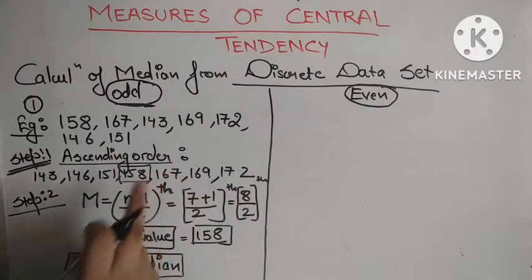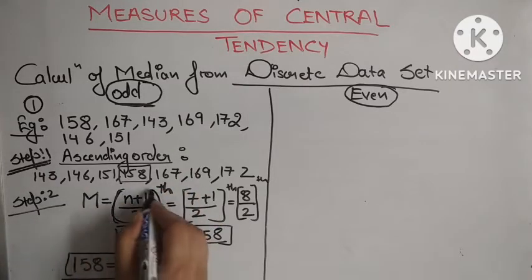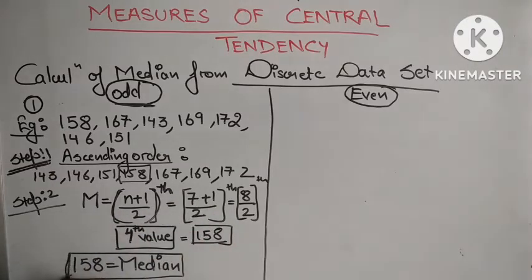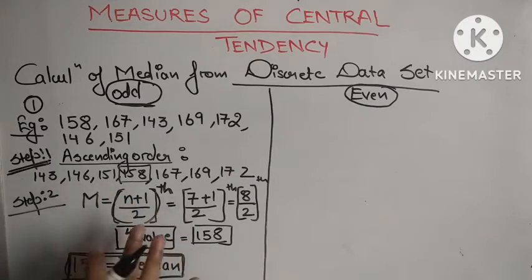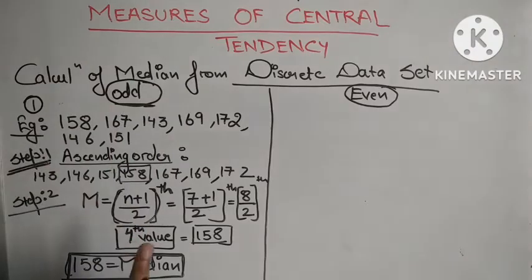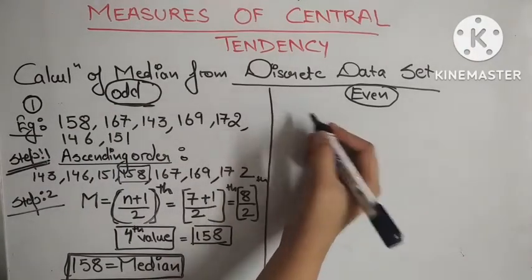So the easy way to know the answer is this formula: (n plus 1) by 2th value is the median value of that particular question. This way you will calculate the median if you have an odd set of numbers. Now if you have an even set of numbers, let us take an example.